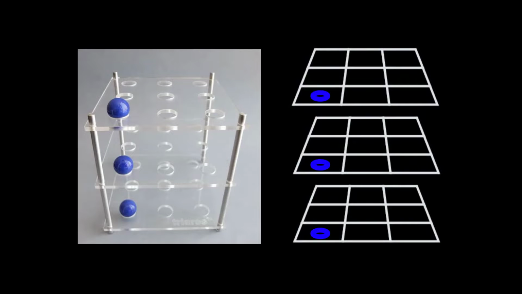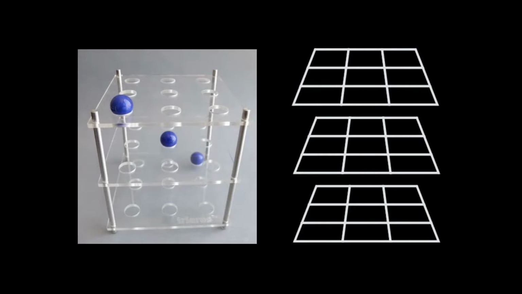Let's do one more using these stacked 2D grids. This one's super fun. Not only does it go through all 3 planes, it goes diagonally. And that one would look like this.